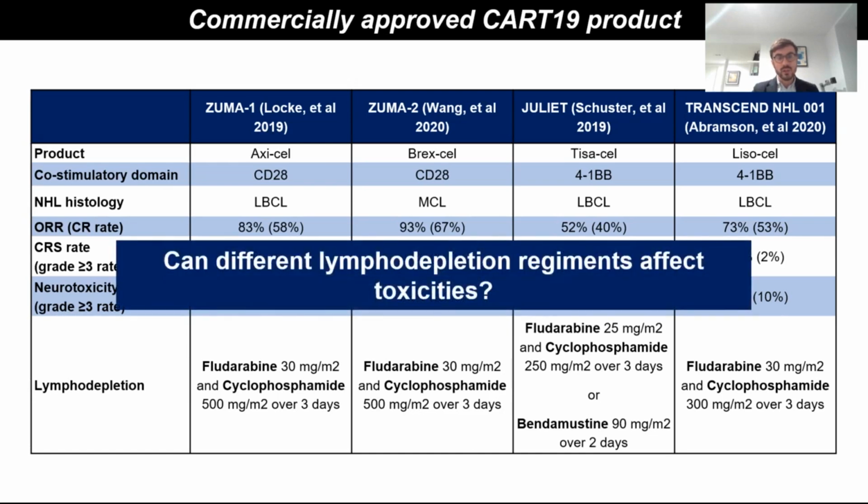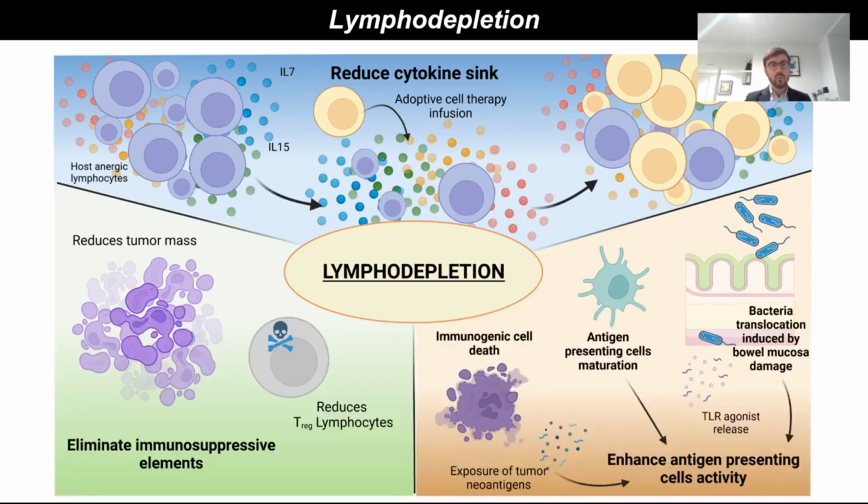So we asked the question, can lymphodepletion have a role? Can lymphodepletion affect these toxicities? And why do we hypothesize that? Well, because lymphodepletion is an essential step of CAR T-cell therapy, and this has been shown by several investigators, pioneered by Steve Rosenberg at the NCI. And how does it work? Well, it works by creating the right cytokine environment with IL-7 and IL-15, and also the physical space for CAR T-cells to engraft and to proliferate.